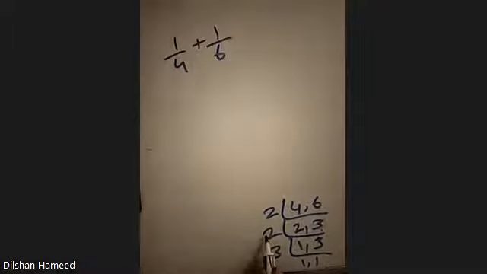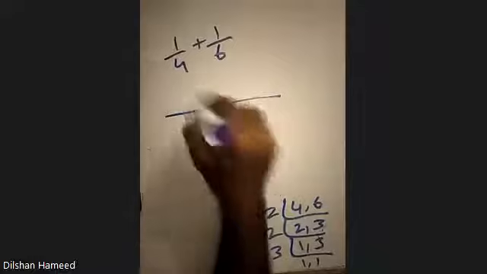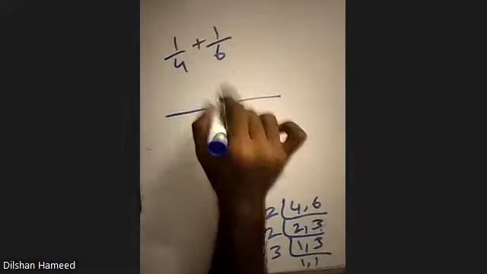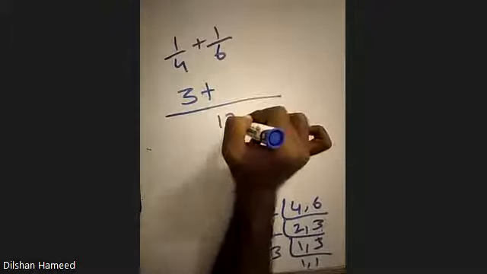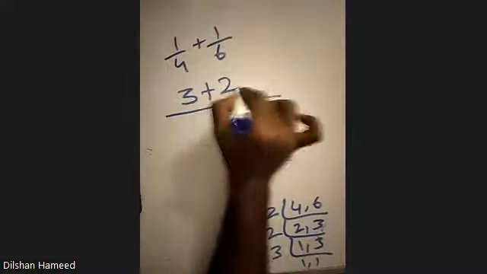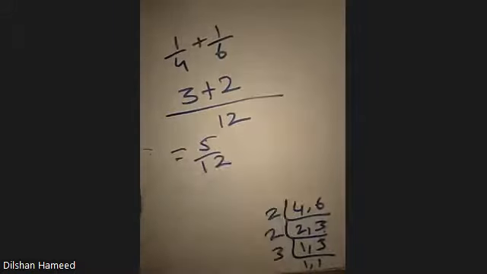So 2 2s are 4. 4 3s are how much? 12. Okay, 4 3s are 12. So now how many 4s are there in the 12? 4 3s are 12. So 3. So you take the 3 and multiply with the numerator, that is 3. And 6 2s are 12. So that 2 you multiply with the numerator, it is 2. So then what happened? It is 5 upon 12. The answer is 5 upon 12.